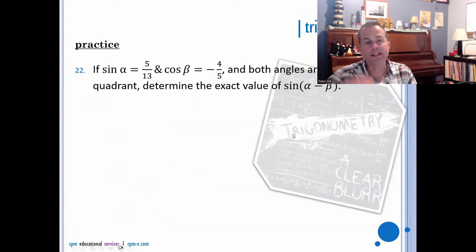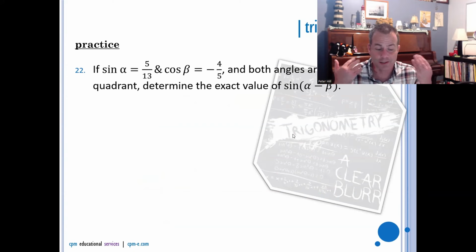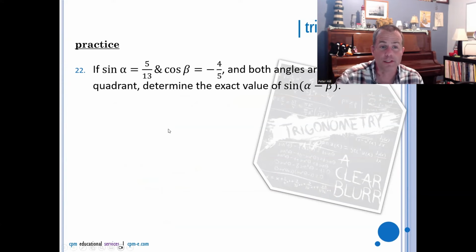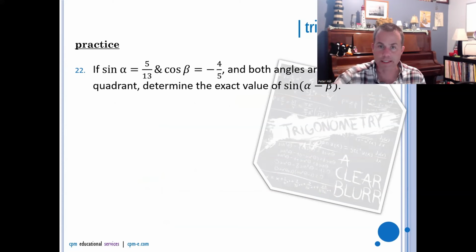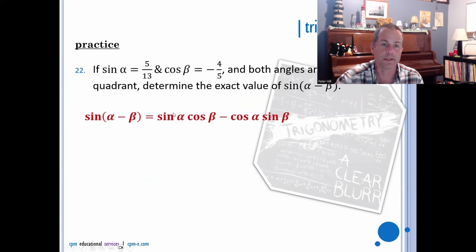Okay, if sine of theta equals 5 over 13 and cos of beta equals negative 4 over 5, and both angles are in the same quadrant, determine the exact value of sine of alpha minus beta. But when I see alpha minus beta, I just know that's A minus B. That's right on my formula sheet. It actually is alpha minus beta on a formula sheet. But I know that sine of A minus B is sine of A cos of B minus cos of A sine of B.